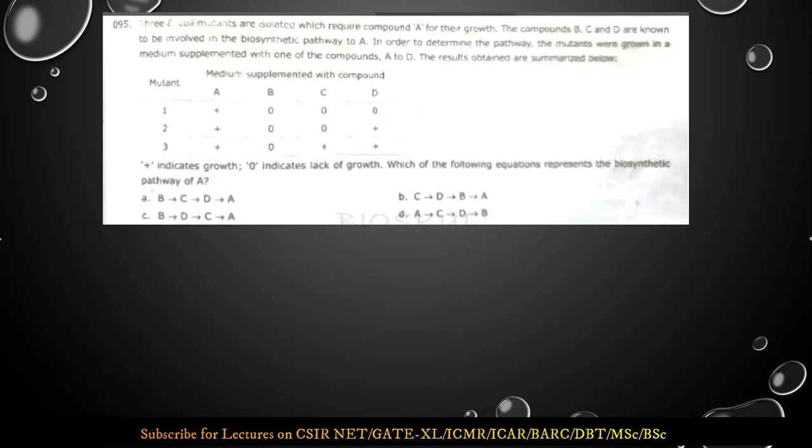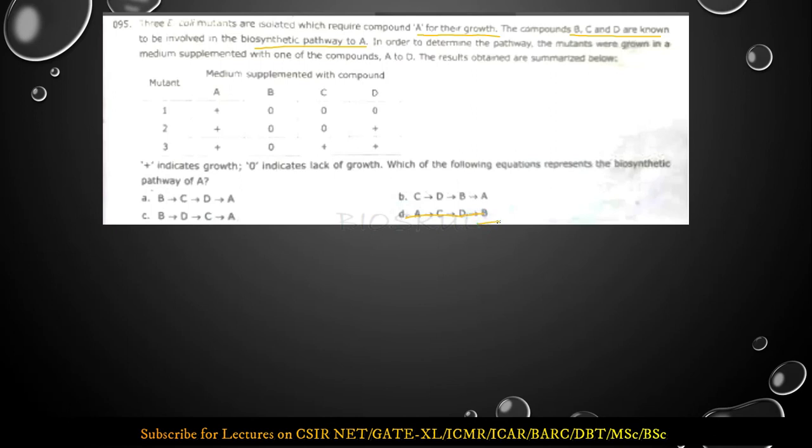3 E. coli mutants are isolated which require compound A for their growth. Compounds B, C, D are known to be involved in the biosynthetic pathway to A. This question is similar to the previous question. Here the last product is A. So let's eliminate option D because here it is showing the last product is B.